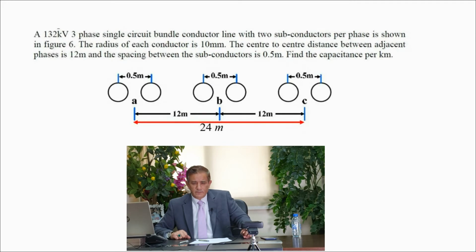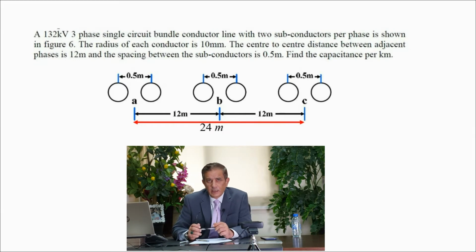Before the next example. Clear? Okay, very good. Now another example. This example is 132 kilovolt, three phase. Now see here, three phase, single circuit, bundle conductor, line with two subconductors per phase. Is shown in figure. The radius of each conductor is 10 millimeter.